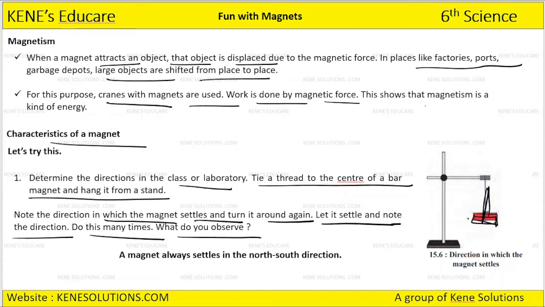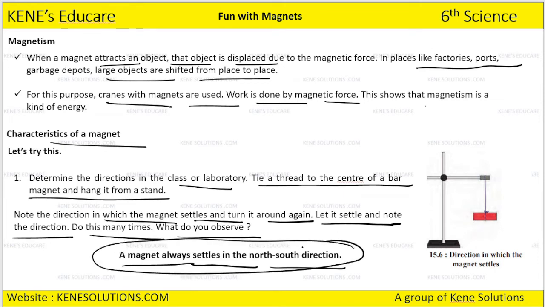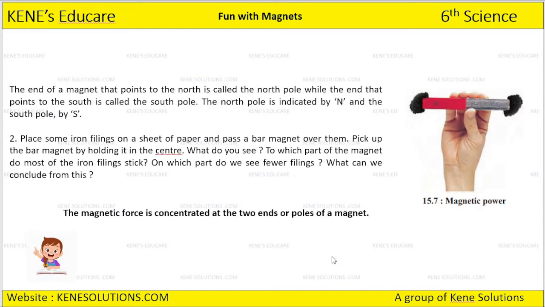तो इसको फ्रीली रखना है, ओके, एंड फिर उसके बाद में क्या करना है, उसका डायरेक्शन चेंज करके फिर से उसे सेटल करना है. तो द मैग्नेट ऑलवेज सेटल्स इन द नॉर्थ एंड साउथ डायरेक्शन. आप उसका कोई भी डायरेक्शन चेंज कर लो बट इट विल ऑलवेज सेटल इन द नॉर्थ एंड साउथ डायरेक्शन. This is the property of magnet. This is the characteristics of magnet, that a magnet always settles in the north-south direction.